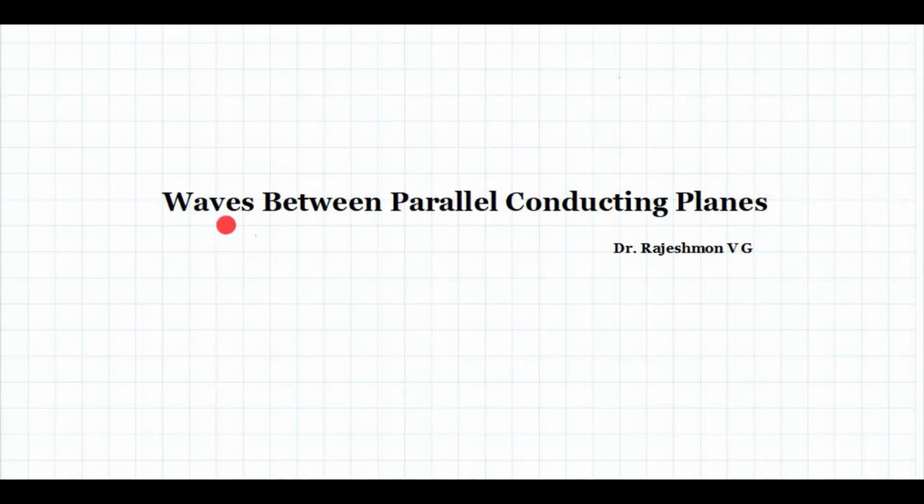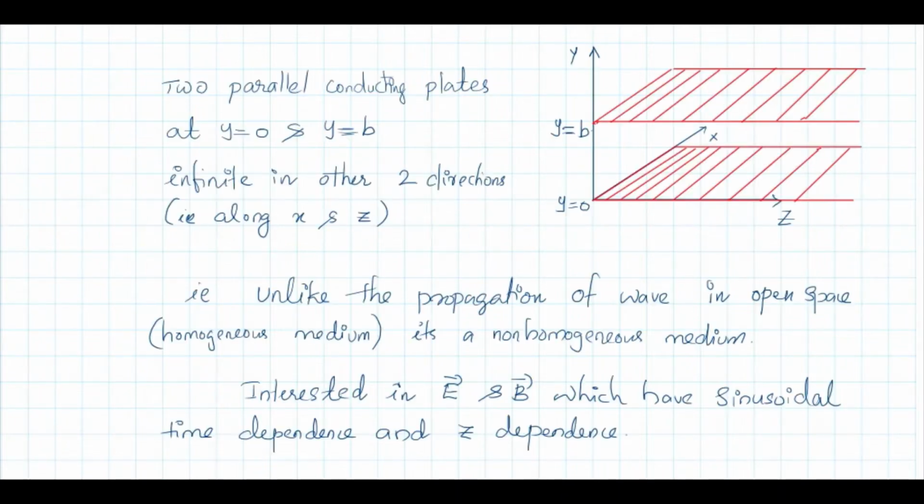In this lecture, I will explain the propagation of electromagnetic waves between parallel conducting plates. So, consider two parallel conducting planes. One is at y equal to 0, the other one is at y equal to b. Okay? And their dimensions are infinite along the z direction and x direction.